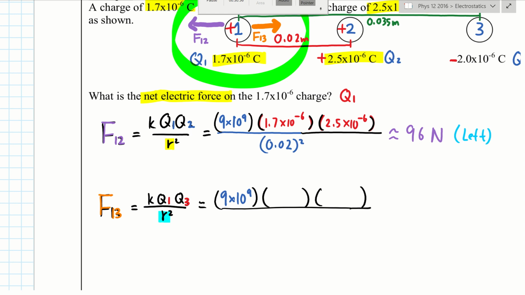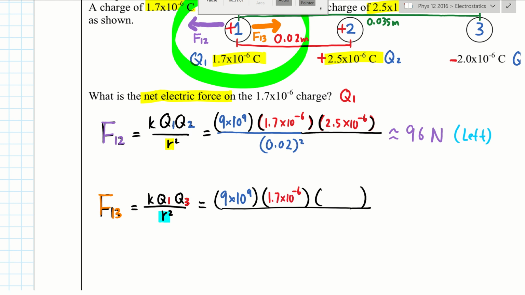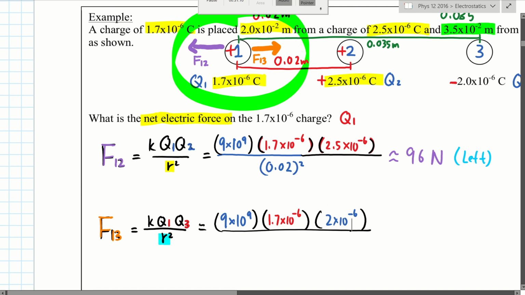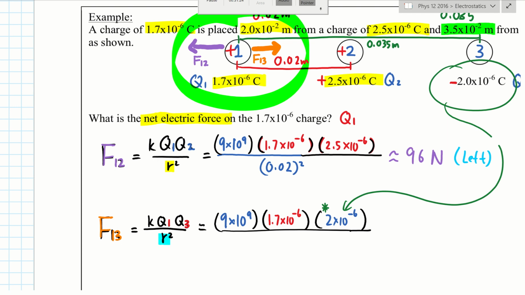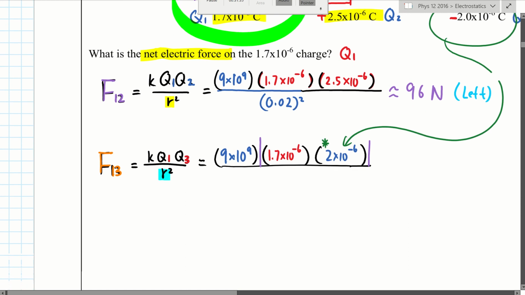And then we have the charge 1, which is 1.7 times 10 to the negative 6. And then we have charge 3, which is 2 times 10 to the negative 6. But notice here, charge 3 is actually negative. But when we put it in the equation, we don't put the negative sign. Remember, we kind of have an absolute value on this whole thing. So even if you did put the negative sign, the negative sign should be destroyed. So don't put the negative sign in.